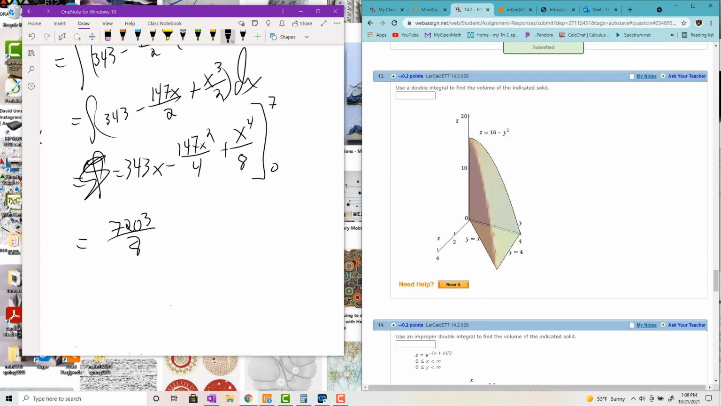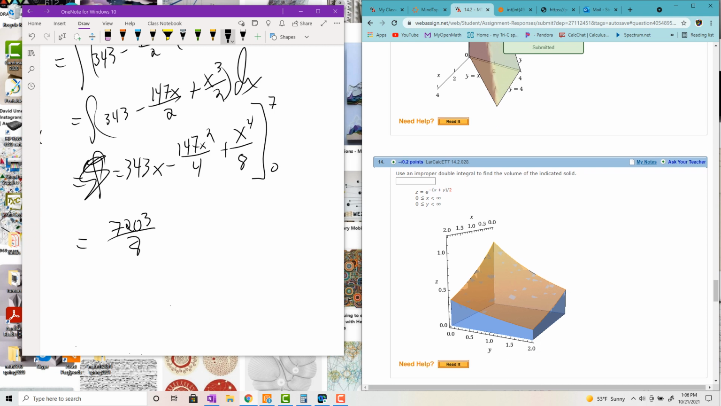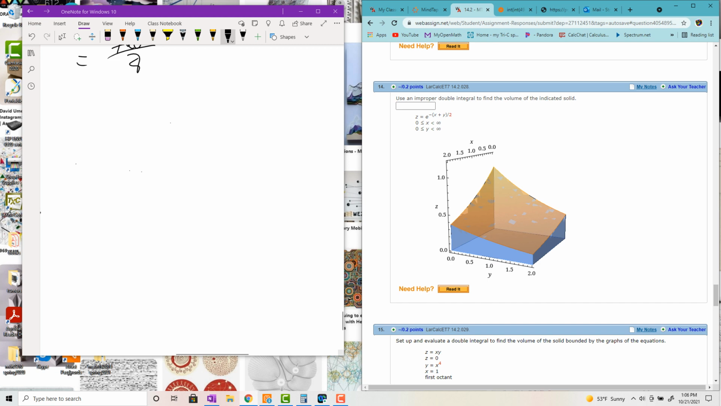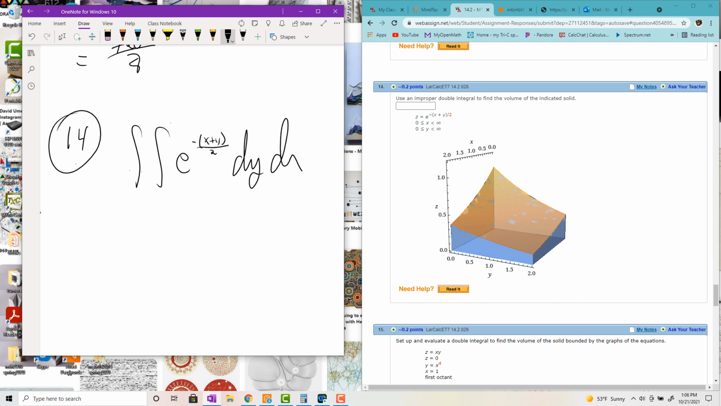Alright, so there's that. So hopefully you kind of get the idea. Number 14 is an infinite integral. So you see this kind is kind of like something you would see on a probability exam. You're integrating underneath a probability function. Anyways, yeah, the region x plus y all over 2, and then let's do the regular order dy dx. So 0 to infinity and 0 to infinity.